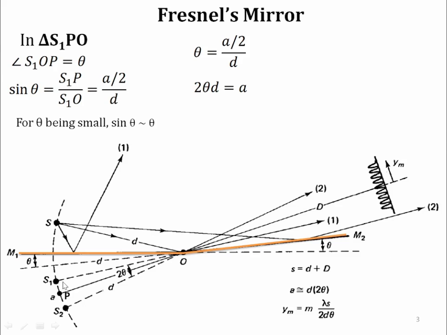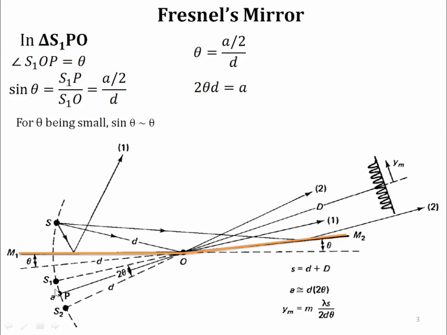Now let us focus on this triangle, S1 P O. This angle will be theta, because this is a bisector of these two. So in this triangle S1 P O, sine of theta will be equal to the perpendicular, which is S1P, divided by the hypotenuse S1O, and S1O is nothing but D. Remember that argument: if this is D, this is also D, this is also D. And what is S1P? The total distance between S1 and S2 is, say, A.